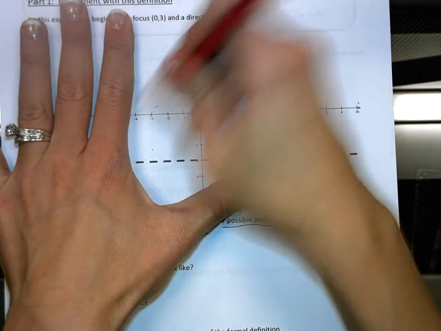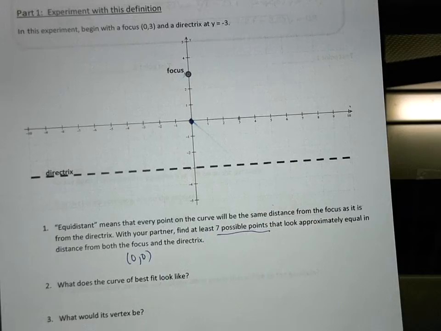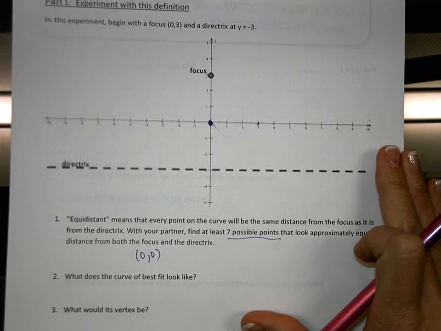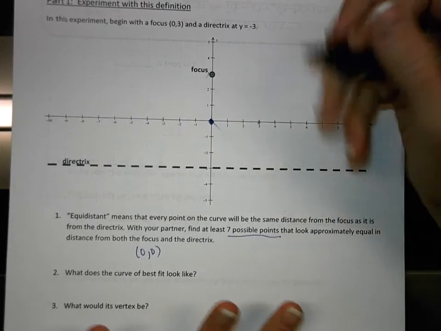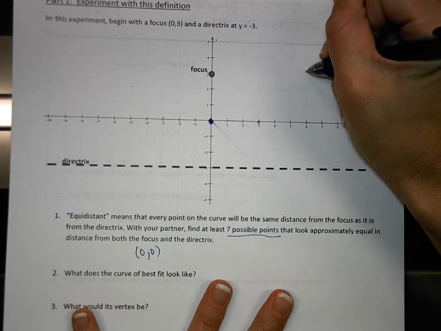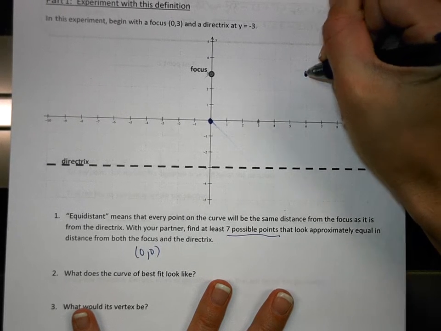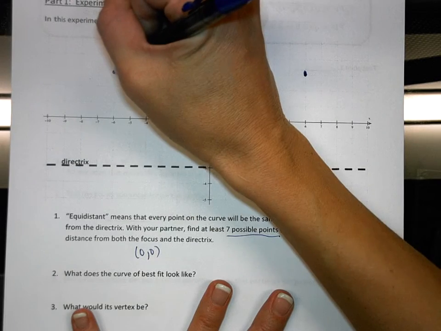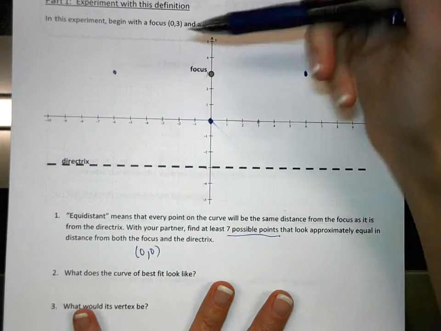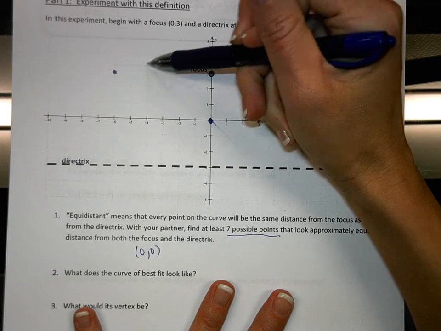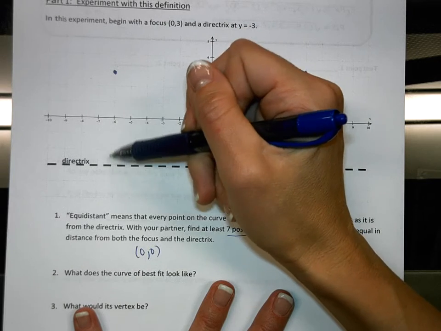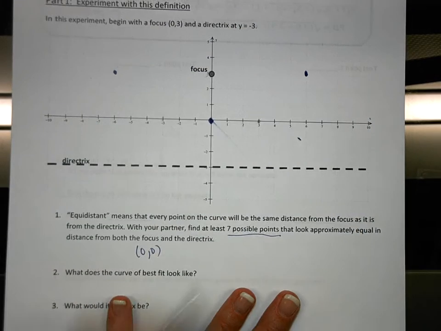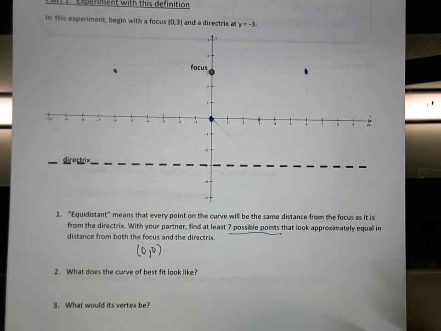So did anybody else find something that they know for sure is the same distance? Colton, I know you did. Okay, Gabby. I came up with this one on my own, so I'm really proud. (6, 3), and then (-6, 3). Okay, so do you see how this right here is 1, 2, 3, 4, 5, 6 away from the focus? And then if you bring it down, it's 1, 2, 3, 4, 5, 6 away from the directrix in both directions. So let's go ahead and add both of these.